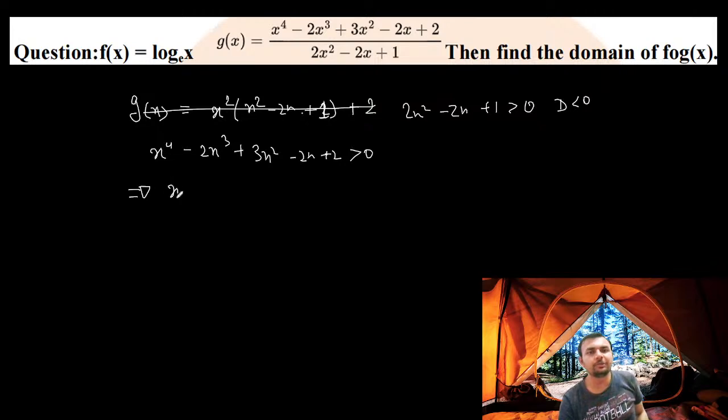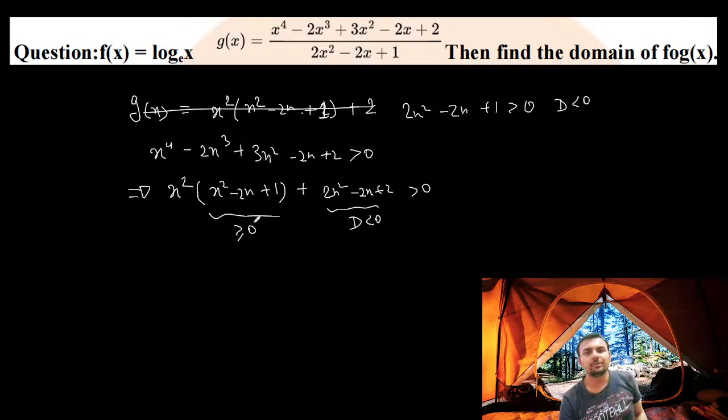So if we do it, it is x square minus 2x plus 1, and we have 2x square minus 2x plus 2. Okay, this should be bigger than 0. So this is D less than 0 and this is bigger than or equal to 0. So this is always positive, then x belongs to R. Okay.